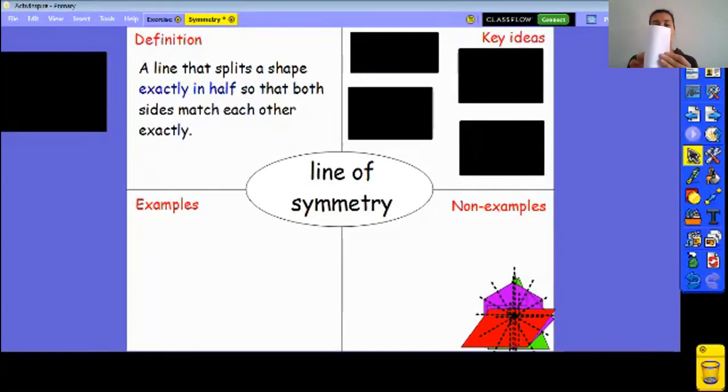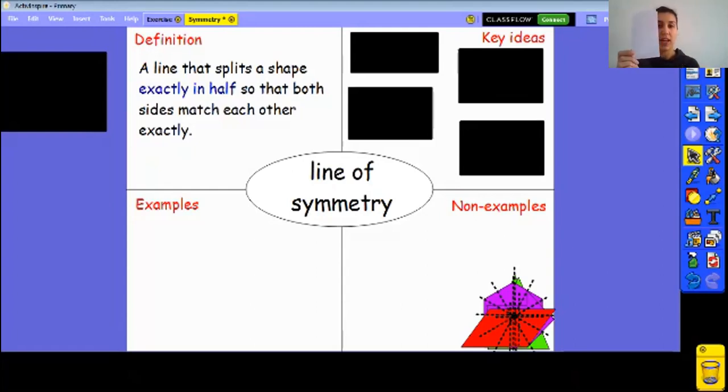And if I fold my sheet of paper so that both of the sides match up exactly, there you go, you can see that both sides touch each other perfectly. They are exactly equal and in half. So I would say that that line that goes down that middle, and I'll draw that on for you, which is here, is a line of symmetry, because when I fold it on that line, both of those halves are equal.